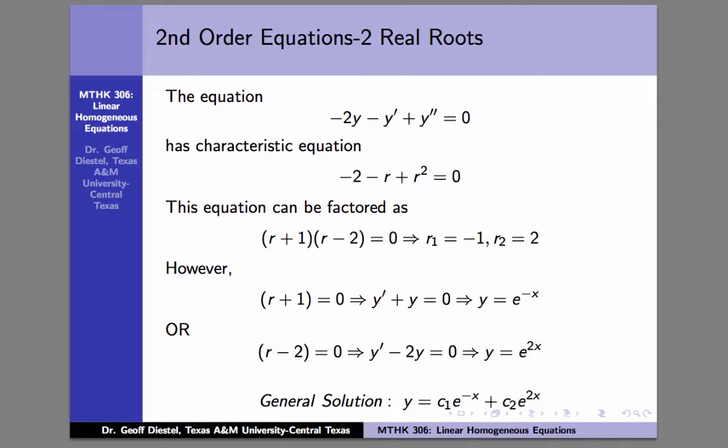So for this example, the general solution becomes just adding constants in to obtain the general form, and then if we had initial conditions, we could figure out what those constants are. So let's see why this works.